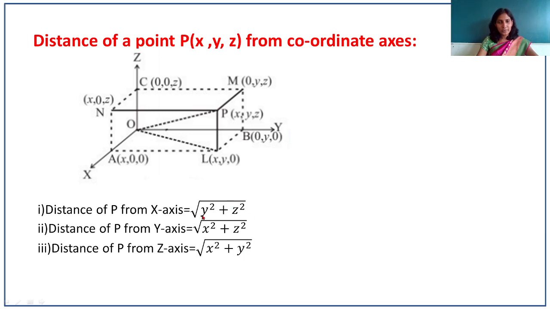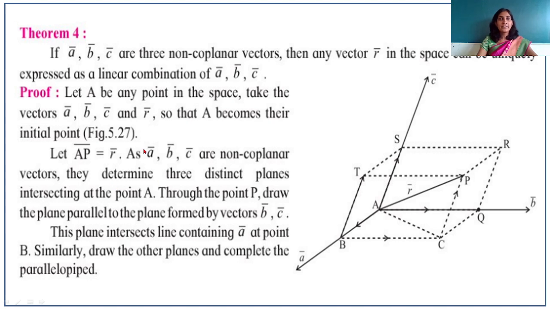In these three formulas, we observe that for the distance of a point from the x-axis, the x coordinate is missing. For the distance from the y-axis, the y coordinate is missing. And for the distance from the z-axis, the z coordinate is missing. So this is simple to understand and to remember, these three formulas. Then next is theorem fourth.